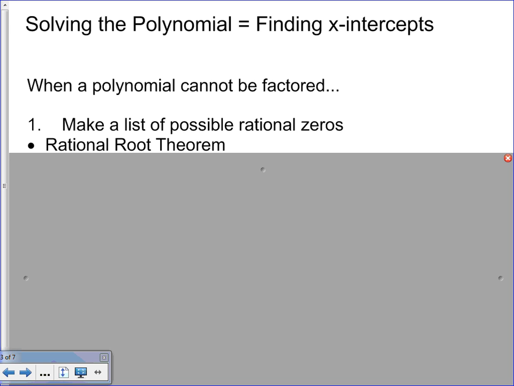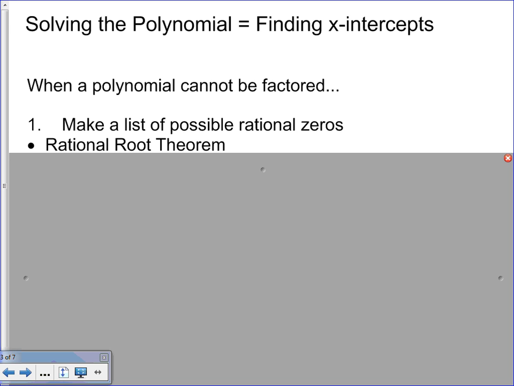And if a number is not on your list of possible rational solutions, like let's say plus or minus 5 is nowhere to be found on your list, then I guarantee you plus or minus 5 will not work in synthetic guess and check. Okay, so if it's not on the list, it's not even possible, so don't check it. You wouldn't check something that's impossible. That'd be a waste of your time.